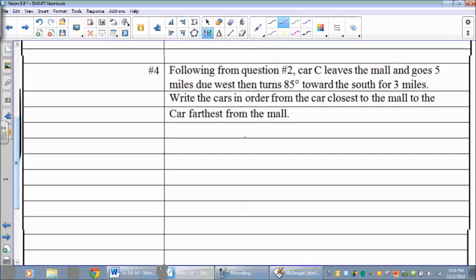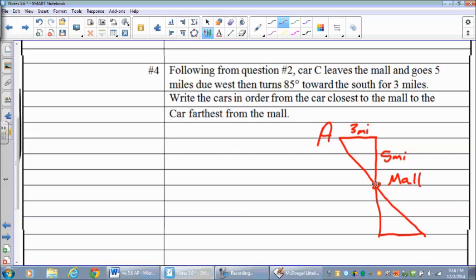On problem 4, this goes back to our problem that we had with the cars. So we have the same scenario taking place. I don't know if I can draw it. Whew, okay, so here's car A, and this was 5 miles. This was 3 miles. This represented our mall. And here was car B. This was 5 miles, and this one was 3 miles.